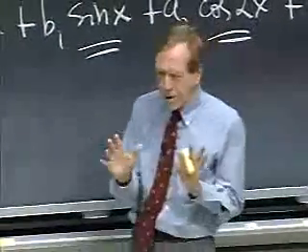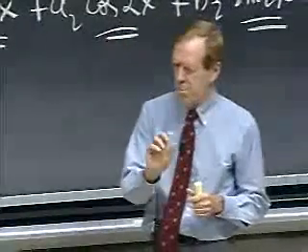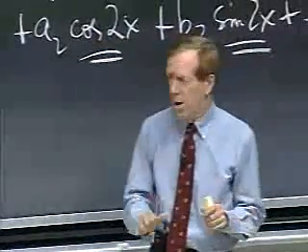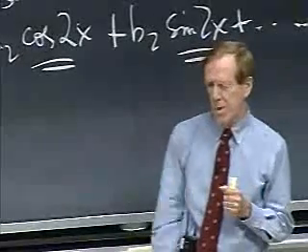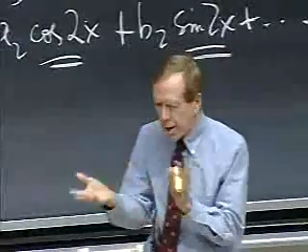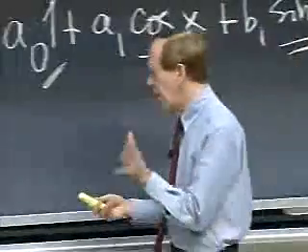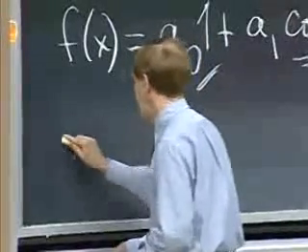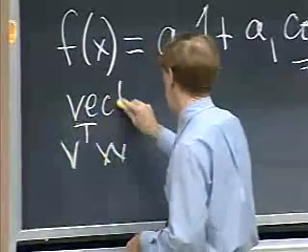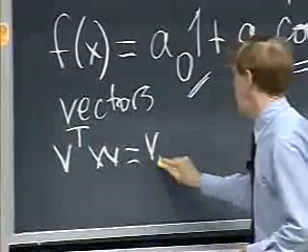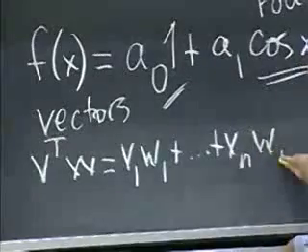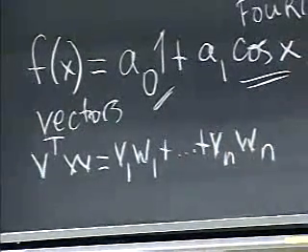I'm claiming that whatever it is, the dot product, or we would more likely use the word inner product, of, say, cos x with sine x is 0. And cos x with cos 2x, also 0. So let me tell you what I mean by that dot product. How do I compute a dot product? So let's just remember, for vectors, v transpose w. For vectors, so this was vectors, v transpose w was v1 w1 plus up to vn wn. Okay, now functions.